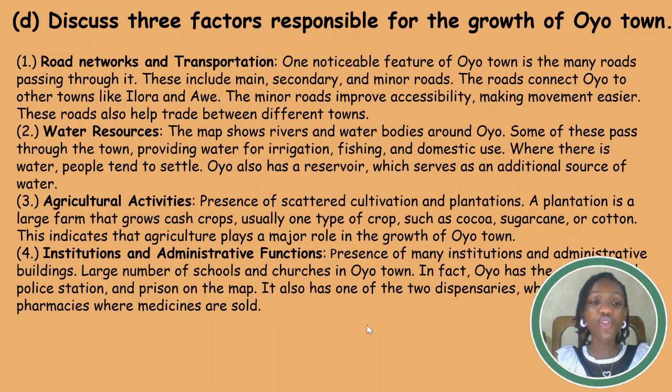Number four, institution and administrative function. The presence of many institutions and administrative buildings, a large number of schools and churches are also found in Oyo town. In fact, Oyo has the only hospital, police station, and prison on the map. It also has one of the two dispensaries, which are pharmacies where medicines are sold.